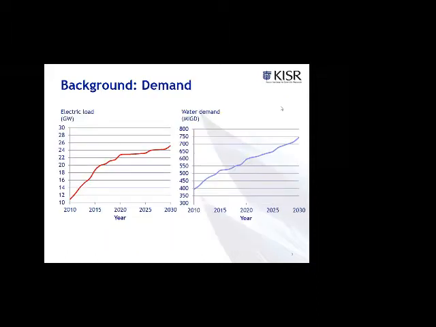And this is a figure just to show the current consumption and also the future prediction for Kuwait. We can see that the electric load and the water, on the right of the screen in millions of imperial gallons per day, that's MIGD, and the electricity is in gigawatts. And we can see that there will be an increase, and the water consumption will have doubled from 2010 to 2030.